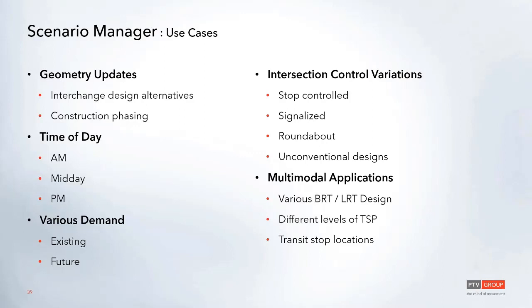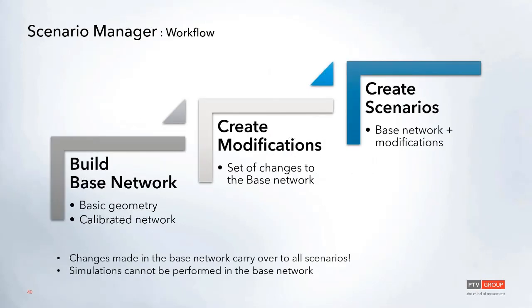Or if you also want to take a look at different multimodal applications, for example, you may want to add transit to a network and see what the impacts are, look at adding in a bus rapid transit lane, or maybe applying some transit signal priority to see how that will impact the network.